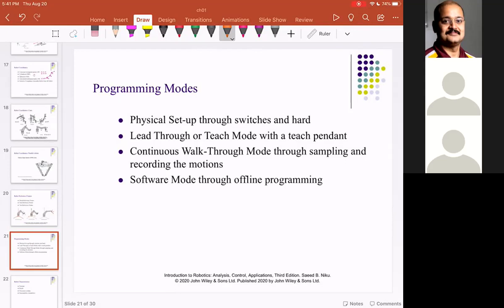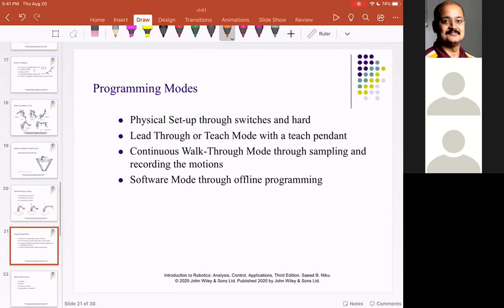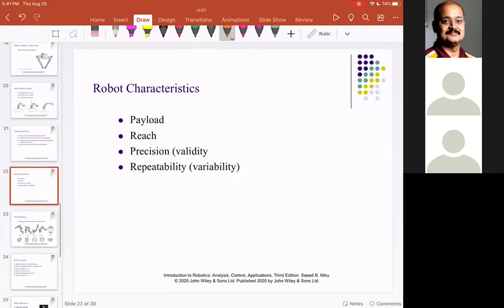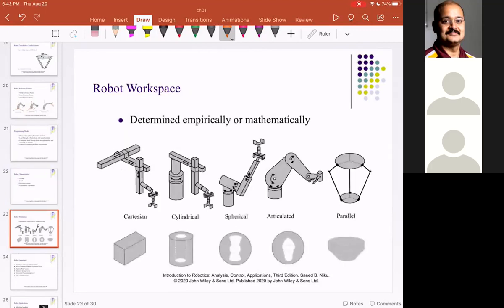Or you could have some sort of offline programming with simulators like Gazebo, wherein you actually program the robot in the software simulation, run the simulation, make sure that it is functioning properly, and then upload that program into the robot. Now, the robot characteristics depend upon the payload that the robot is going to support, the reach of the robot, how precise the motion should be, and how repeatable the motion should be.